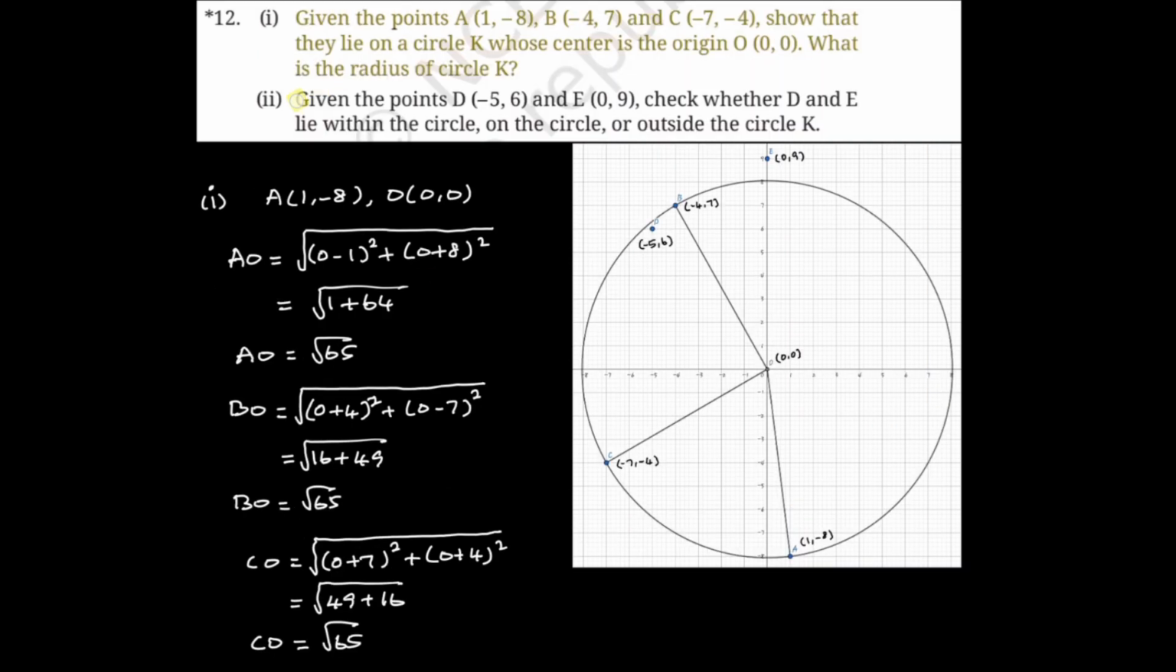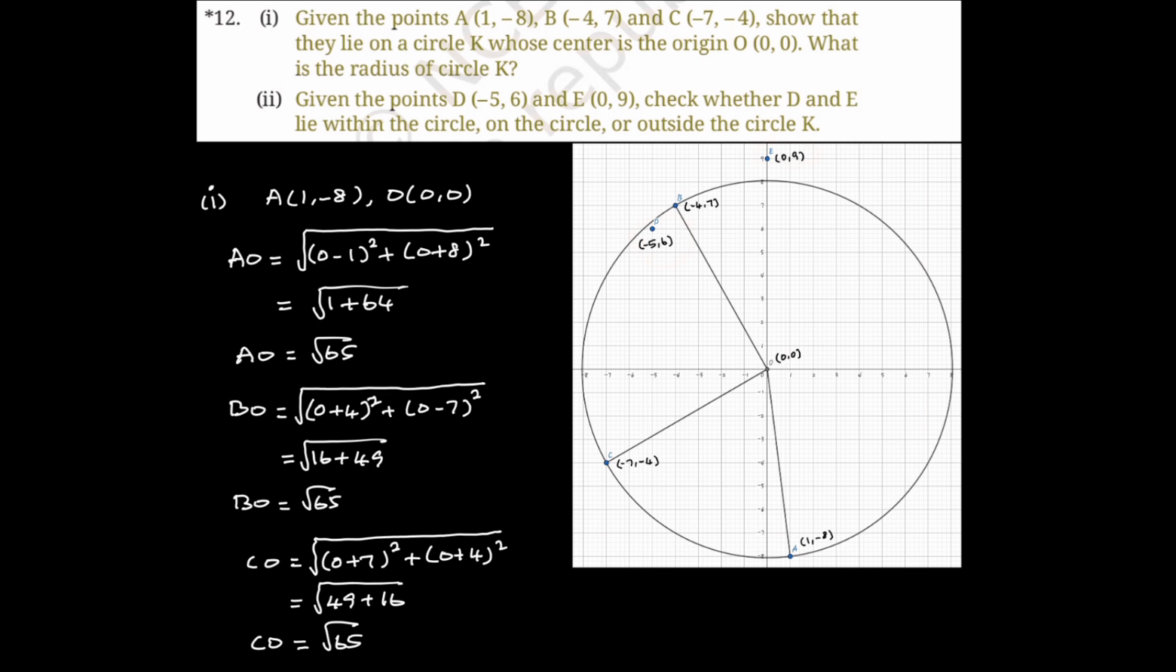Second subdivision. Given the points D (-5, 6) and E (0, 9), check whether D and E lie within the circle, on the circle, or outside the circle. Now see this diagram. In this diagram I have clearly mentioned the coordinates of D and also E. This is E. The point D lies inside the circle. The point E lies outside the circle. So this is the answer for this question.